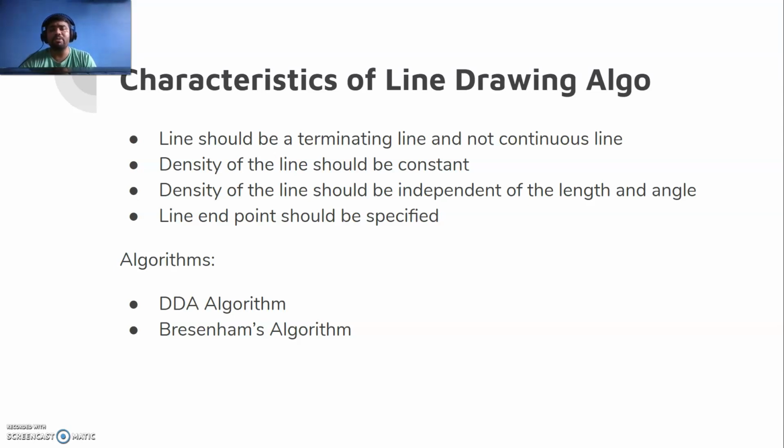Now the start point of the line is normally represented as x1, y1. So x is the distance from the y-axis and y is the distance from the x-axis. So it is denoted as x1, y1, and the endpoint for the line is normally denoted by x2, y2. Now we have two basic algorithms for line drawing, the DDA algorithm and the Bresenham algorithm. But we are going to cover Bresenham in the next lecture. Today we are going to focus on the DDA algorithm.